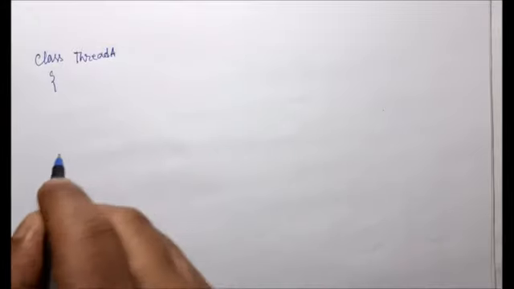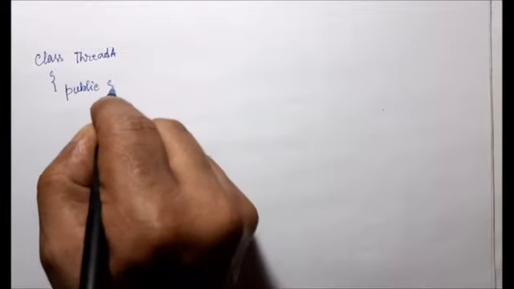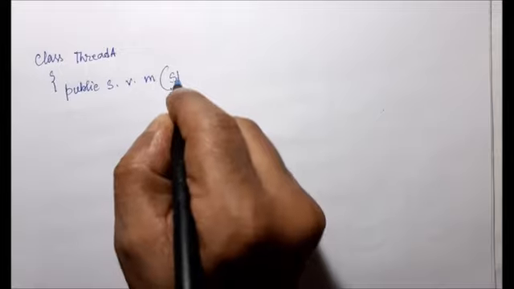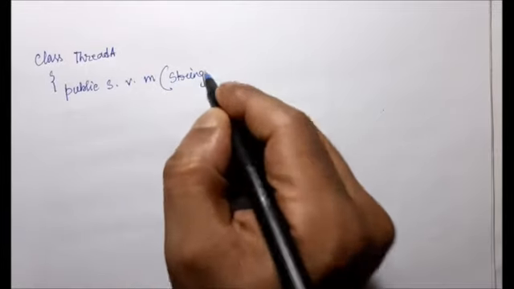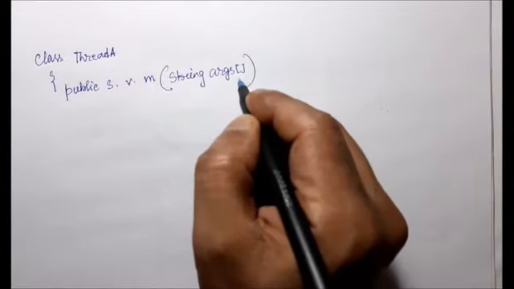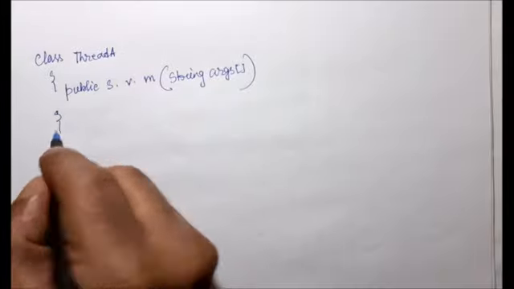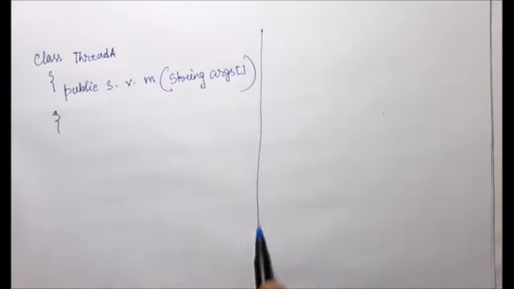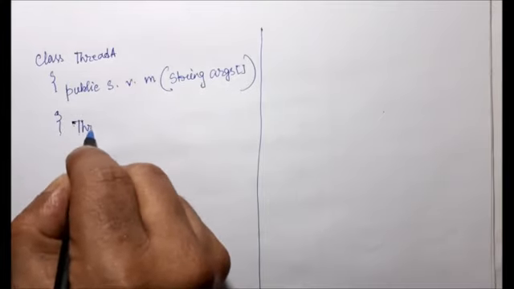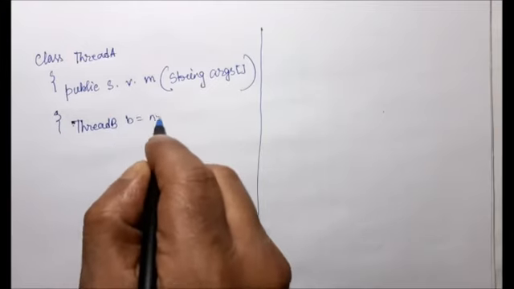Let us have a class, the class name is, for example, ThreadA. Within the class, public static void main(String[] args), you know that, and within my main thread, I create another class object. So you can write ThreadB b = new MyThread().